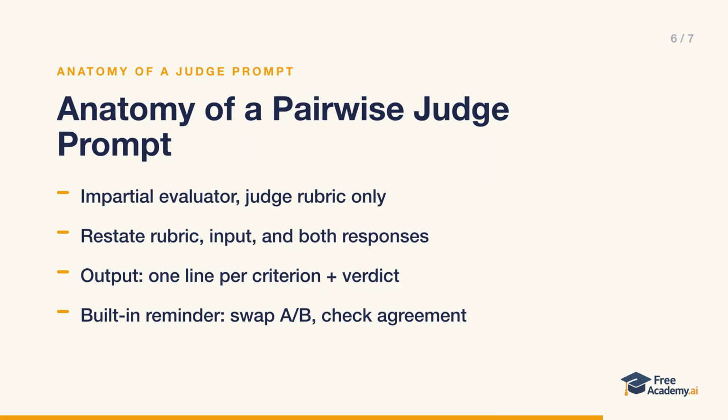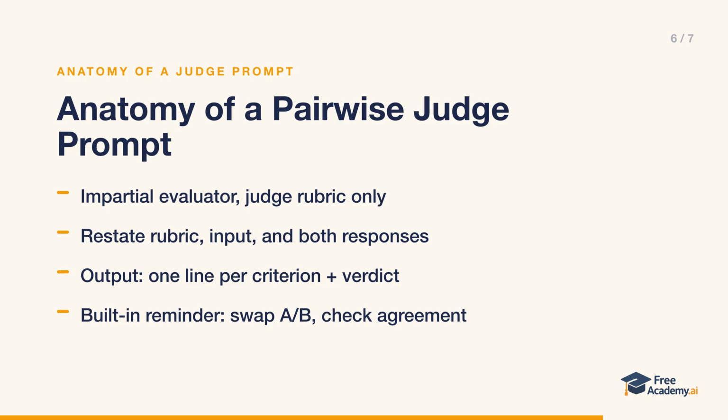Let's look at what a well-built pairwise judge prompt actually contains. It opens by telling the model it's an impartial evaluator comparing 2 responses, A and B, to the same task, and that it should judge only on the rubric, not on length. Then it restates the actual rubric criteria, in this lesson's example, accuracy, completeness, and clarity. Next, it includes the task input and both responses to compare. Finally, it asks for two things in the output: one sentence comparing the responses on each rubric criterion and a verdict of A, B, or tie.